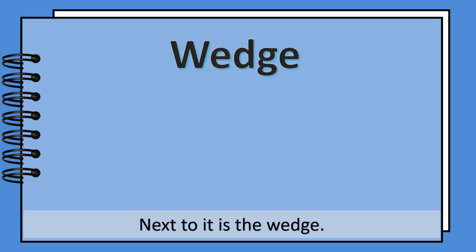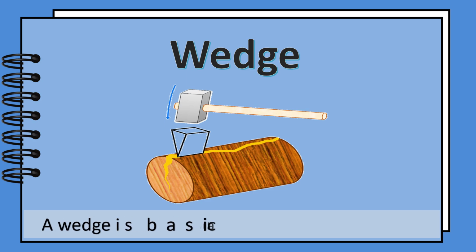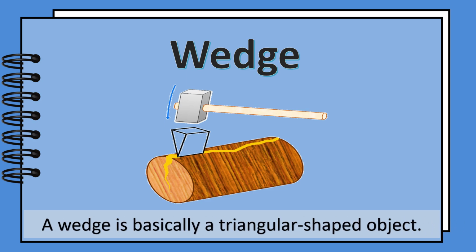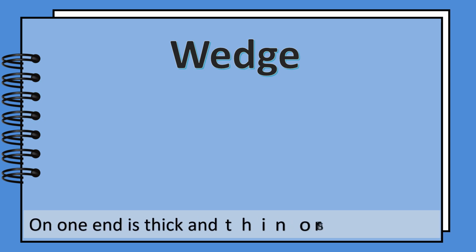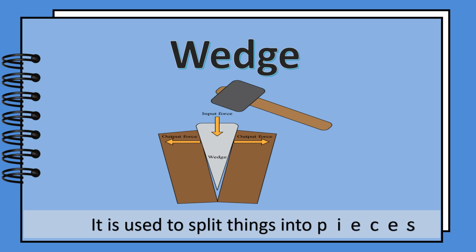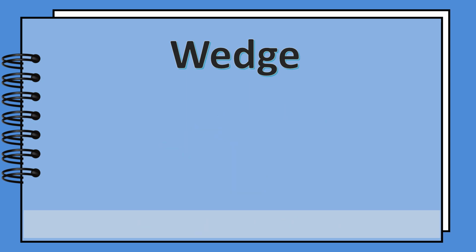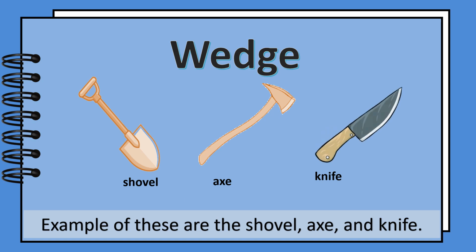Next to it is the wedge. A wedge is basically a triangular shaped object. One end is thick and the other is thin or sharp. It is used to split things into pieces. Examples of these are the shovel, axe, and the knife.